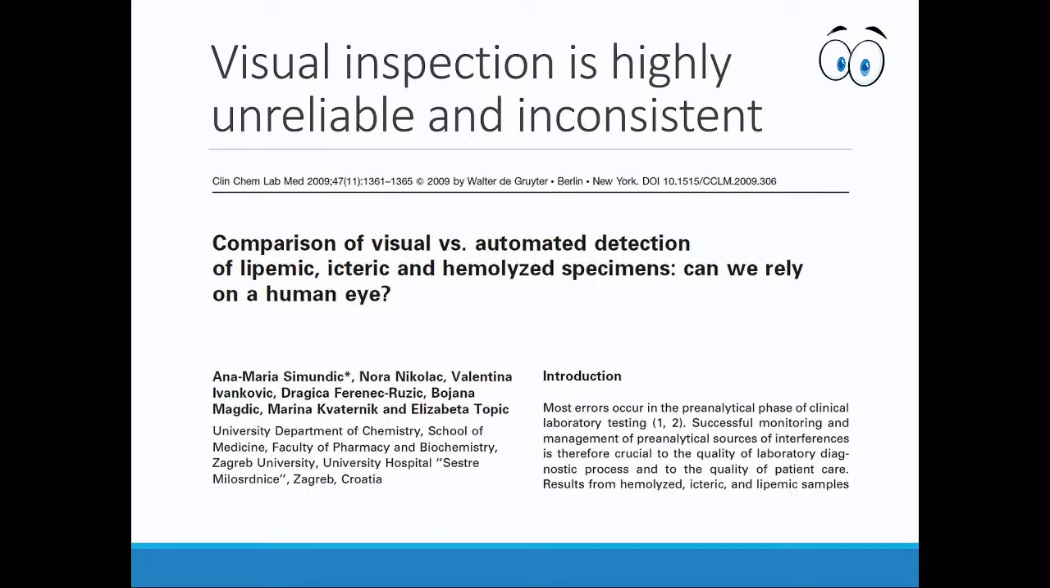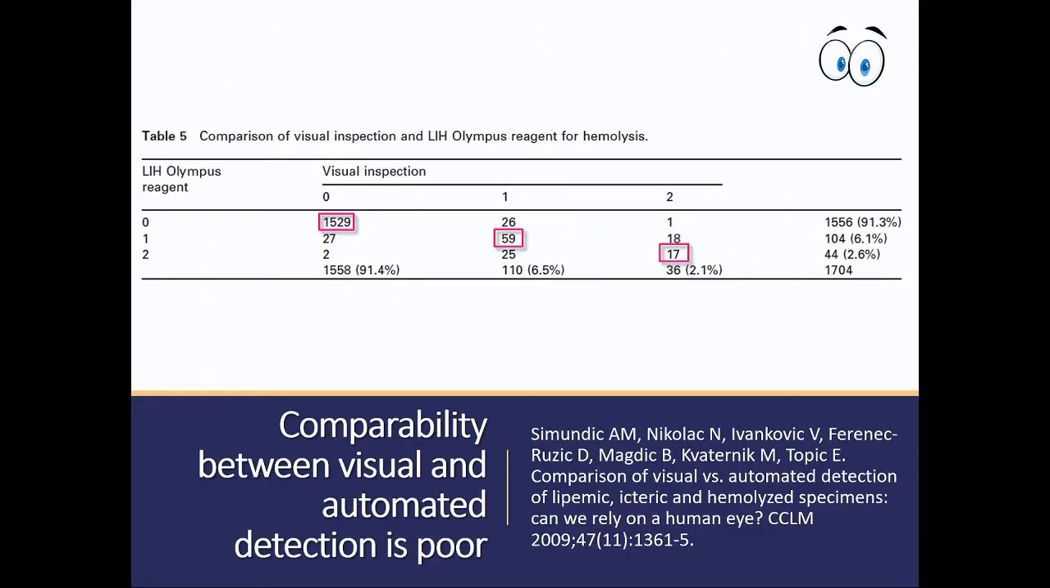I'll share with you this one that we did with my group in Zagreb, with which we were able to demonstrate the low concordance between the visual inspection and the automated inspection, using, at that time, the LIH Olympus reagent. The numbers in the boxes are the right ones.